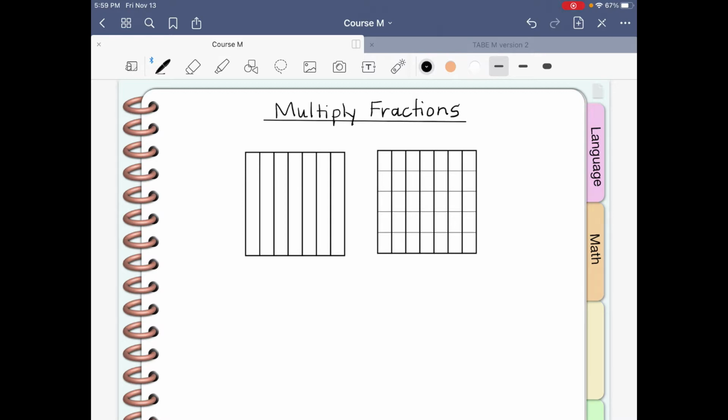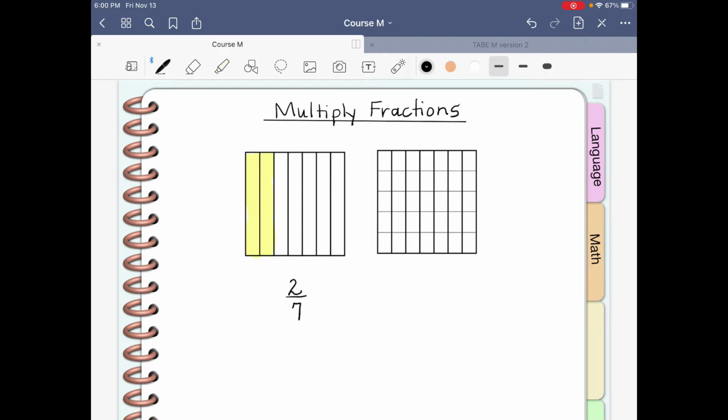You need item number 16 from your memory pieces, and there are two of these boxes that are the same size. The first one, I want us to color 2/7 of this one. I'm going to use yellow, and you'll see why in just a second. So here is 1/7 and here is 2/7 of this box.